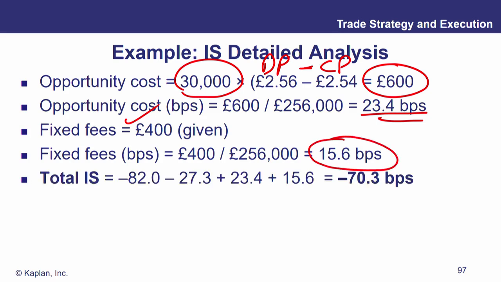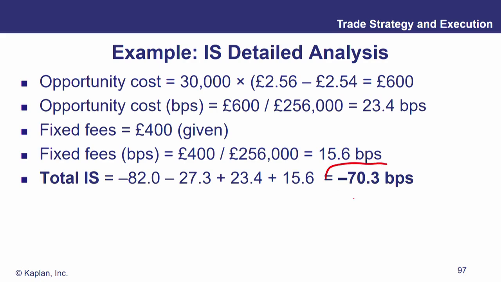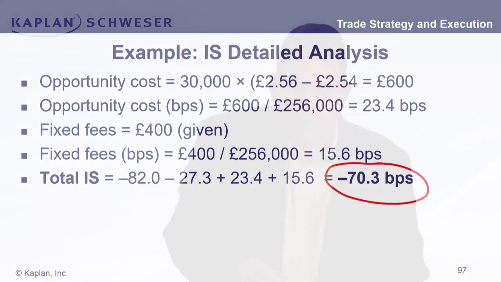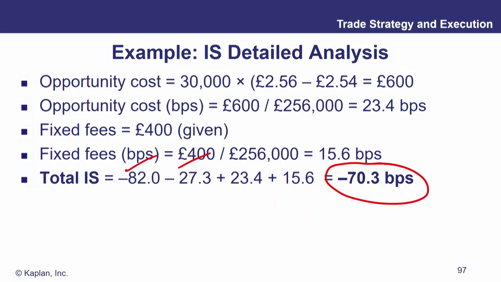So we knew that this was going to total negative 70.3 because we already calculated that from our hypothetical portfolio minus our actual returns. So again, if your answer doesn't add up to negative 70.3, you made a mistake somewhere in your decomposition. So we subtract 82 basis points, 27.3 basis points, then we add 23.4 and 15.6, and we get negative 70.3 basis points.